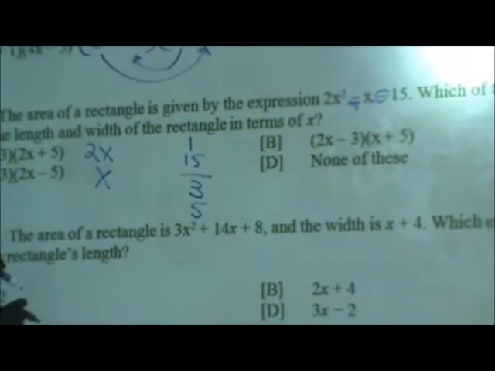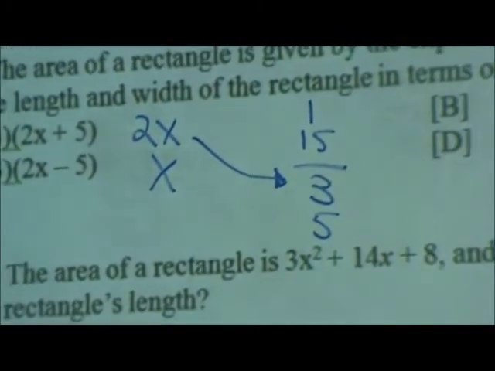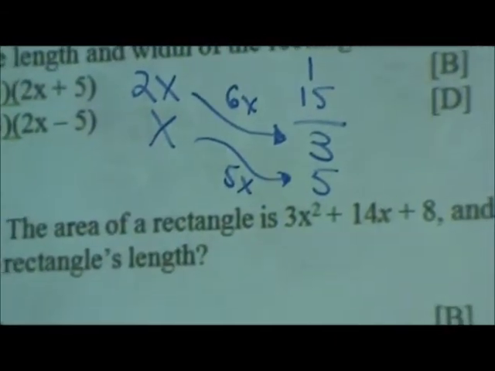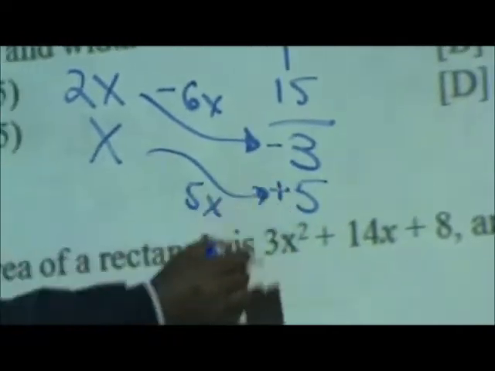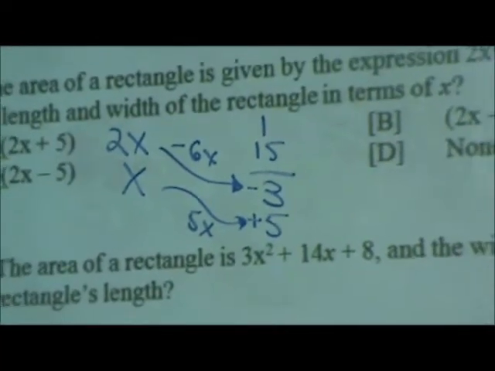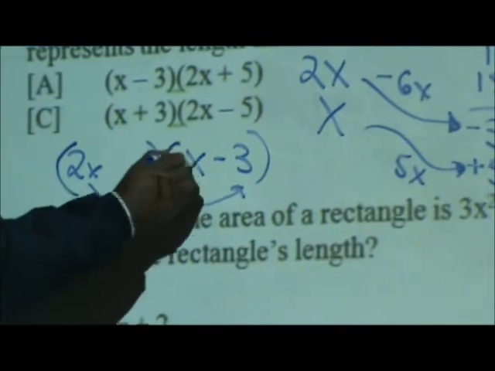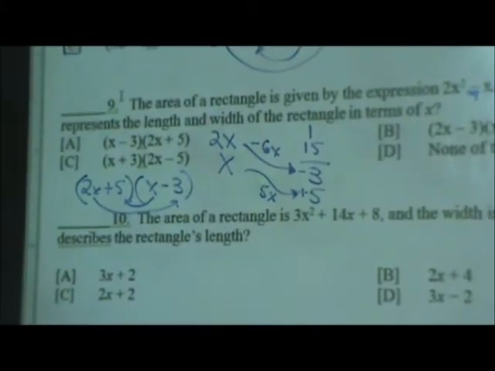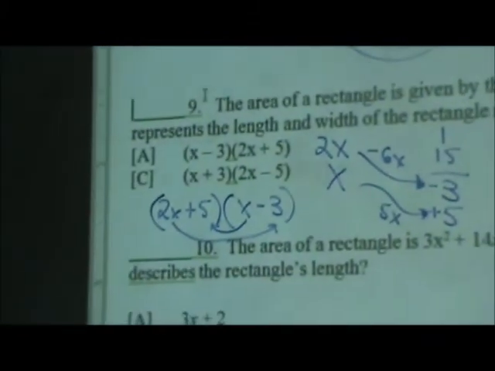2x times 3 is 6x, right? And x times 5 is 5x. So I have 6x and I have 5x. Okay? Who has to win, positives or negatives? Negatives. Bigger number has to be minus, so you must be a minus, you must be a plus. Okay? 2x goes with negative 3. x goes with positive 5. What's my answer? B. I think it's A. It doesn't matter if they're switched around. 2 times 3 is the same thing as 3 times 2, right?